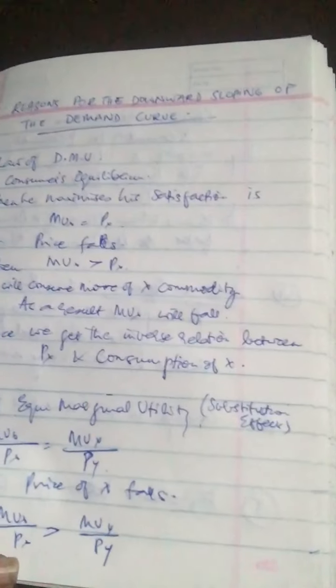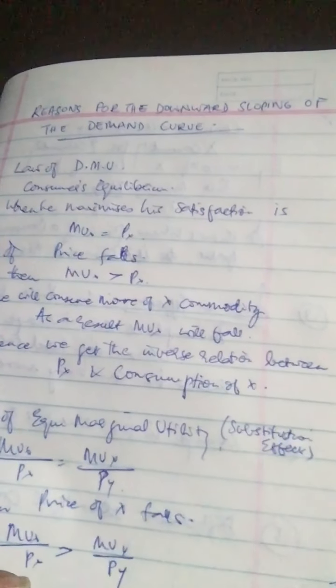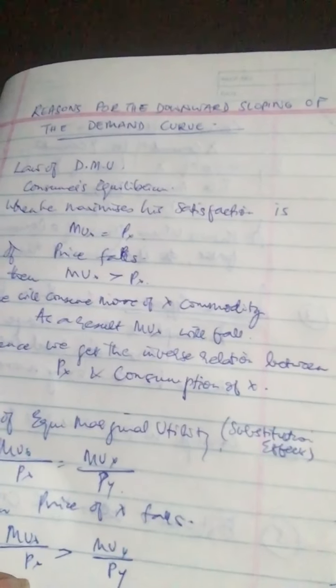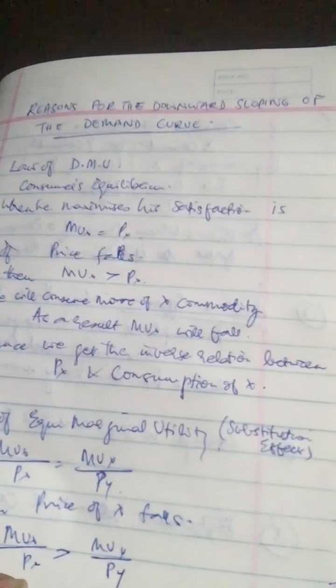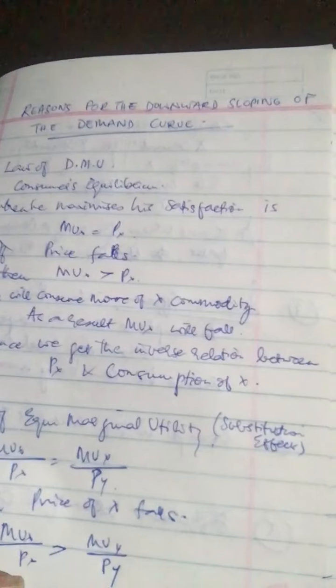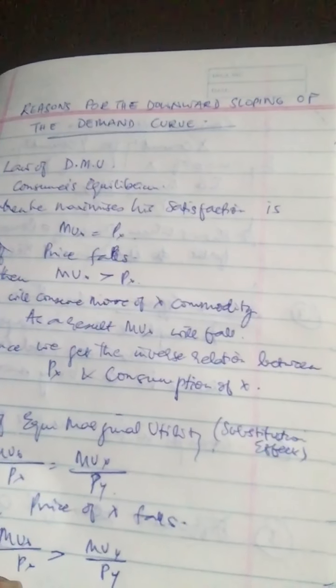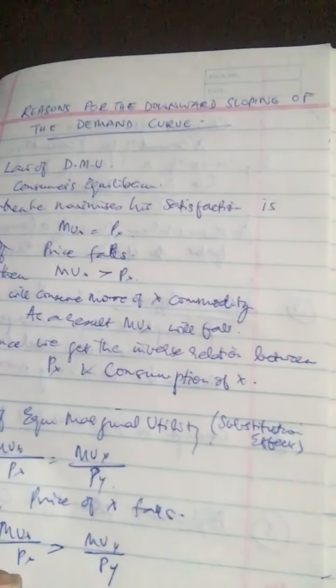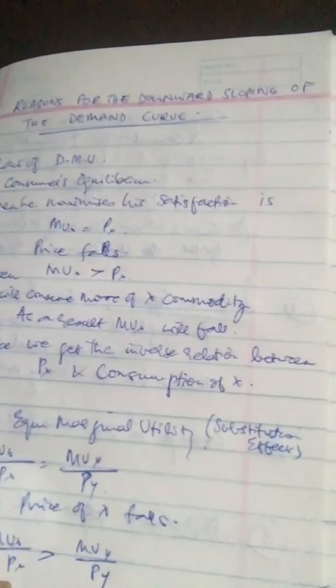In fact, now what happens is, the consumer must buy more in his natural endeavor to reach equilibrium again. It shows that when the price of a good falls, its demand rises. So the consumer will continue to buy more until the marginal utility for him falls enough to be equal to the price again. Okay, so this is what it is.